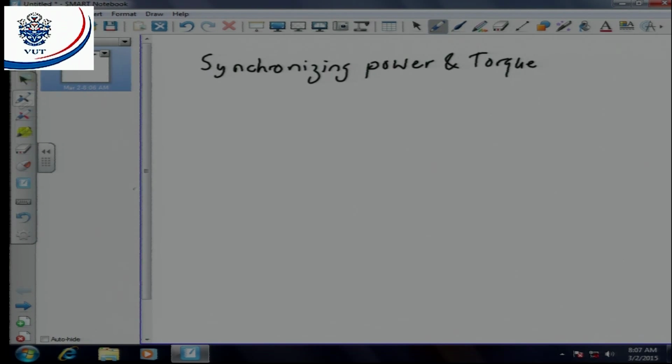is equal to pi over 180 times EV over XS cos delta. This is watt per electrical degree.